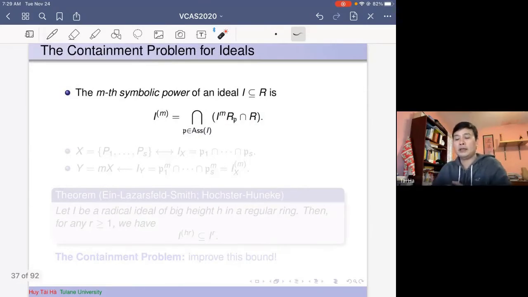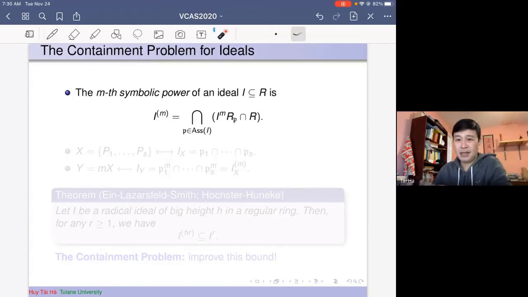Okay, let me switch gears and start talking about the containment problems. That's part of the title of my talk. So let me remind you, especially for the new graduate students, that for an ideal I in a polynomial ring, or in a ring in general, the m-th symbolic power of I is given by looking at the extensions of the m-th power of I in the localization of R at P, and then contracting back to R when P runs through the associated primes of I.